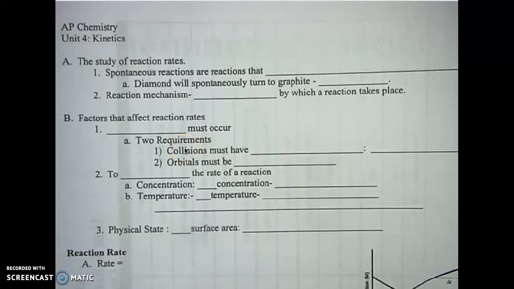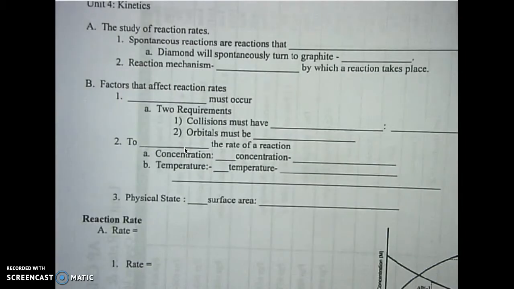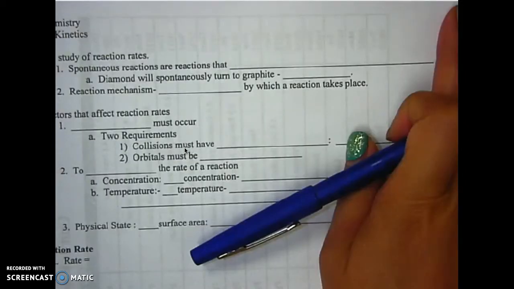All right, so here you guys are beginning our new unit. It's unit 4, and we'll be looking at kinetics and equilibrium and reaction rates. The lesson that you guys have for today is looking at what reaction rates are and some of the factors that we know would actually affect your reaction rates.